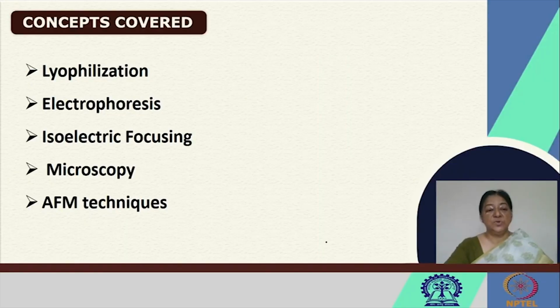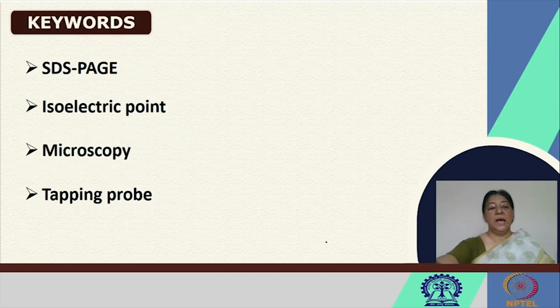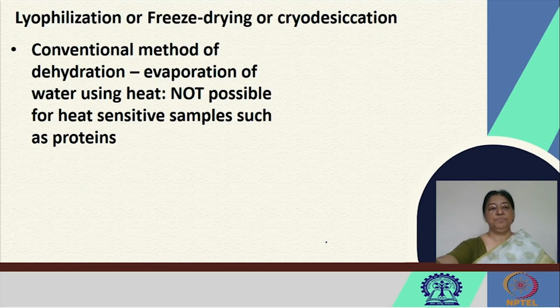Now, in the discussion for this class, we will be looking at the specific aspects of lyophilization, electrophoresis, isoelectric focusing, a bit about microscopy and other AFM techniques, which are important in understanding the protein as a whole and the protein in the form of aggregate, something that we will be studying later on as well. As we look at the specific keywords, we will revisit the concept of isoelectric point as well.